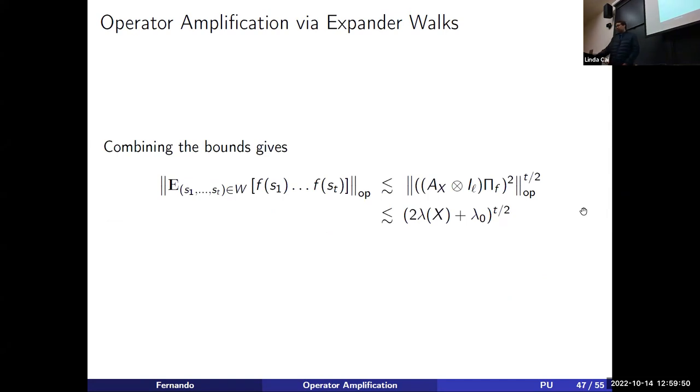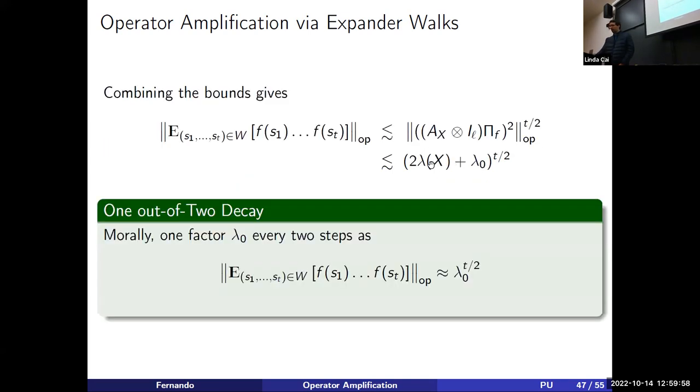Very good. So if you go back to the bound, you analyze two steps. Now you plug it back, you have something of this form, right? And morally, you would like to think that this is close to lambda naught. So morally, you have something that decays exponentially as lambda naught to the t over two. So you see, we took t steps, but you are only getting a lambda naught to the t over two. So it's a sort of a 1/2 decay, right? And this is going to cause this extra quadratic loss.